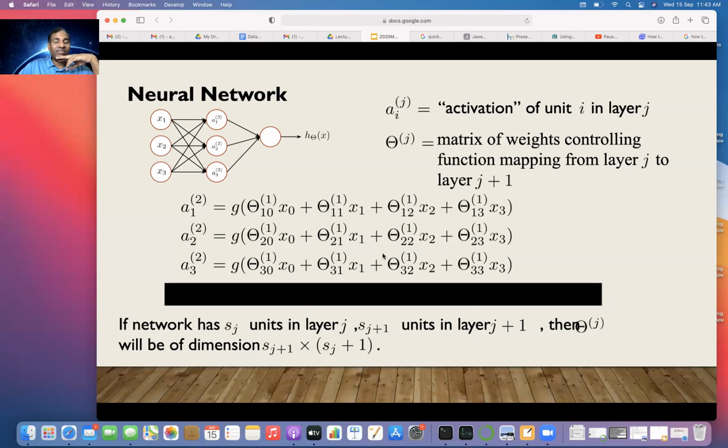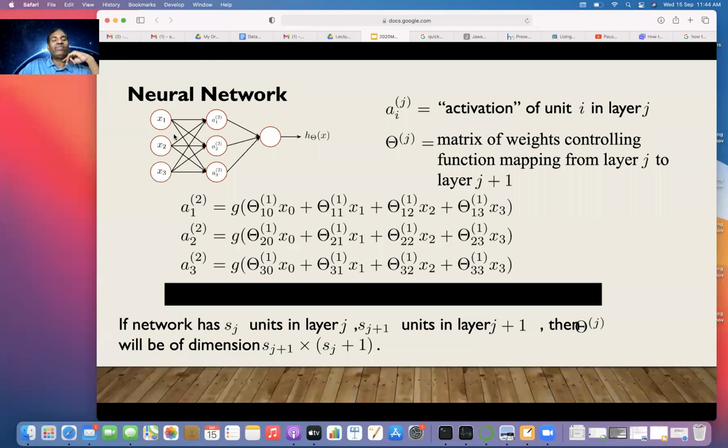The constant term is coming, right? X naught we haven't depicted here. You can also depict here x naught as 1. Then that also will give inputs. So for each one you need, for A1 you need 4 weights from the previous units. For A2 also you need 4 weights. A3 also you need 4 weights.